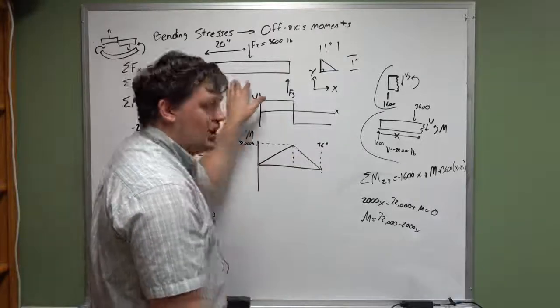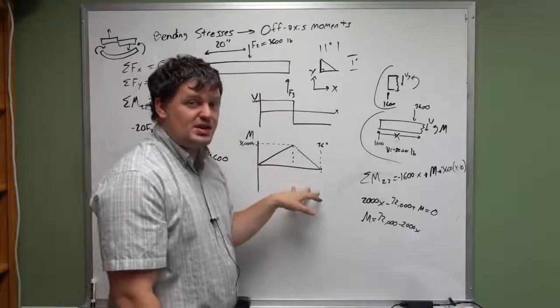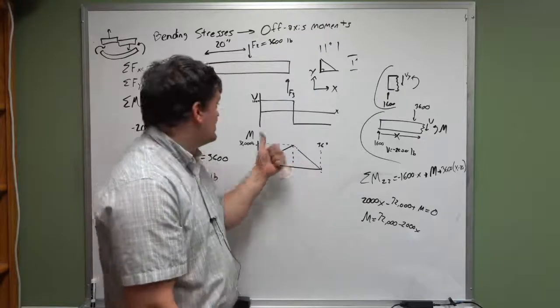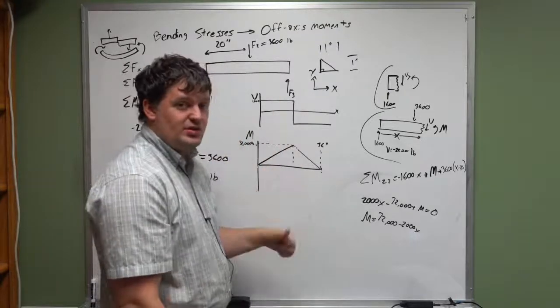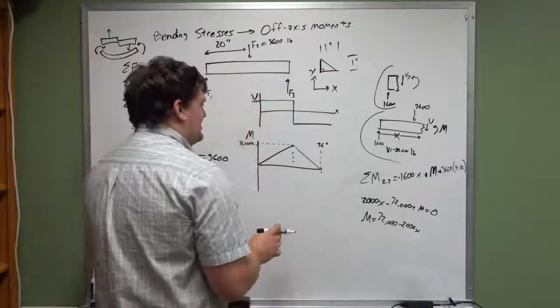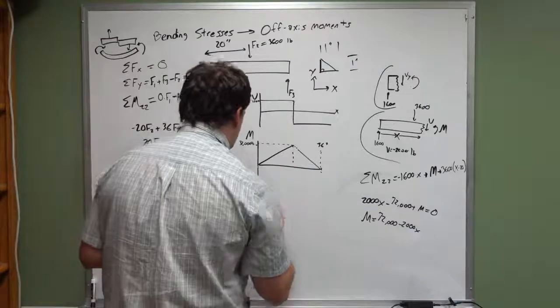Since our geometry is identical across here, just looking at this bending moment diagram says that's going to be your maximum bending moment right there, because the geometry is all the same. You have different bending moments. Let's go ahead and calculate the maximum bending stress at this location.